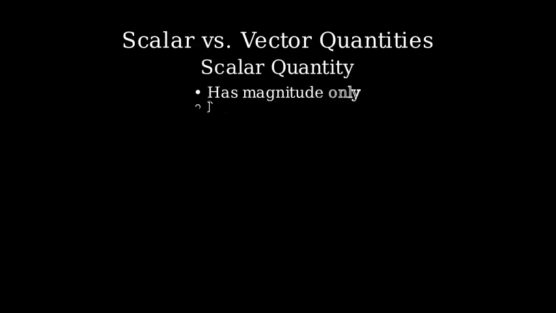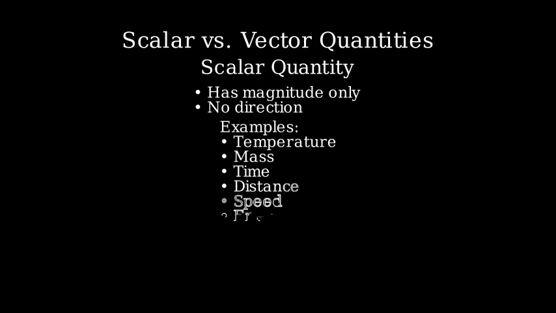A scalar quantity is a physical quantity that has only magnitude but no direction. Examples of scalar quantities include temperature, mass, time, distance, speed, work, and energy. Let's visualize some scalar quantities with examples.